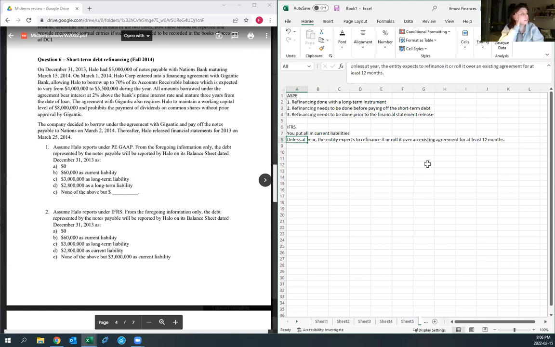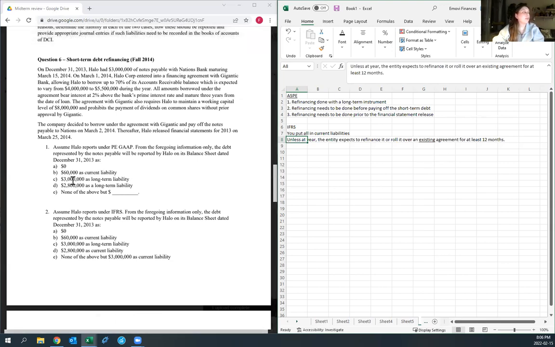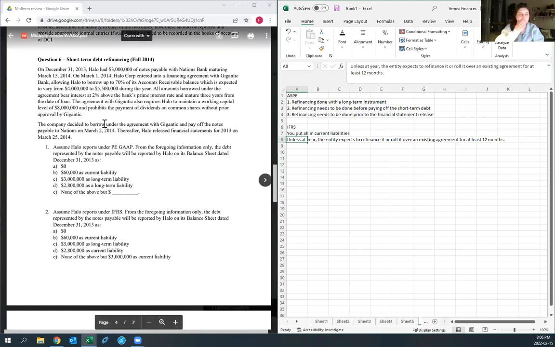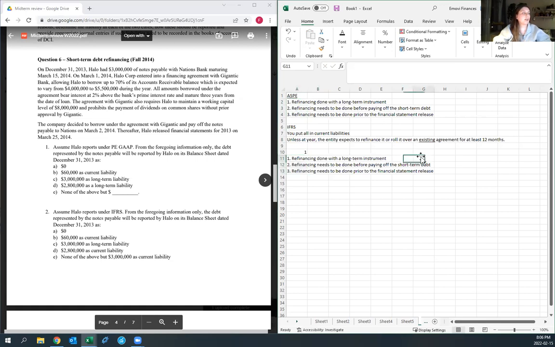From the foregoing information only, the debt represented by the notes payable will be reported by Halo on its balance sheet dated December 31st, 2013 as: $0, 60,000 as current liability, 3 million as long-term liability, 2.8 million as long-term liability, or none of the above. So we're under ASPE now. So we're going to look at our three little criteria here. First, is the refinancing done with a long-term instrument? It is done with a long-term instrument.